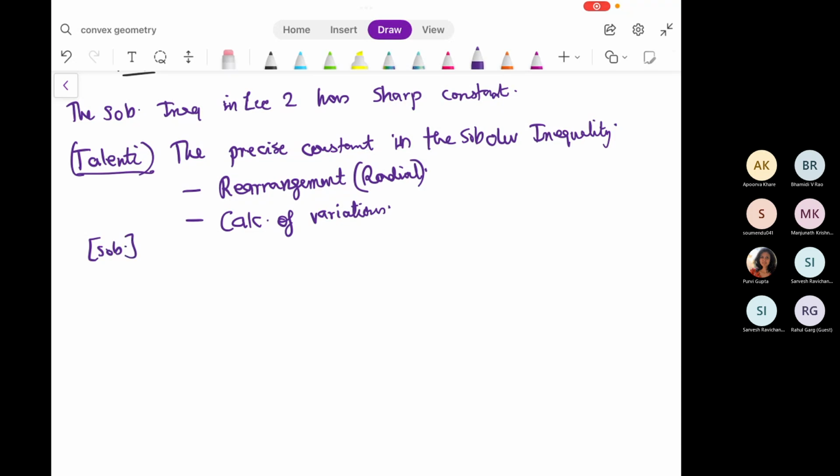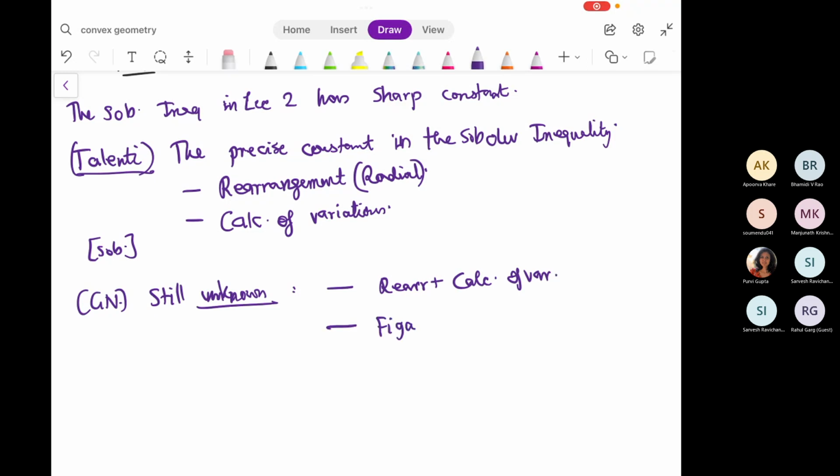For the Gagliardo-Nirenberg inequality, equality cases in full generality are still not known. Only some baby cases and some very special cases are known. There are two known methods to obtain equality cases for Gagliardo-Nirenberg. One is the previous method that I described, basically rearrangement plus calculus of variations. The other method can be found in a survey by Figalli, called Stability in Functional and Geometric Inequalities.